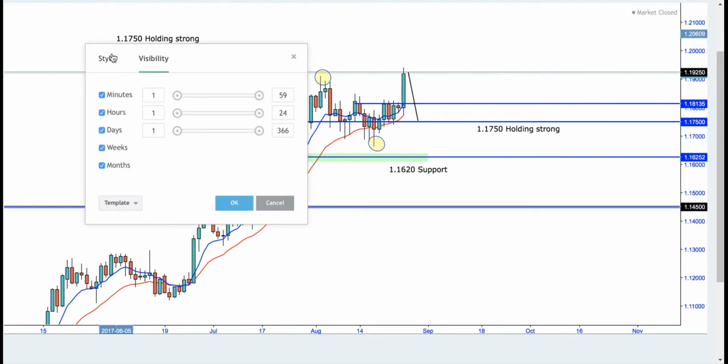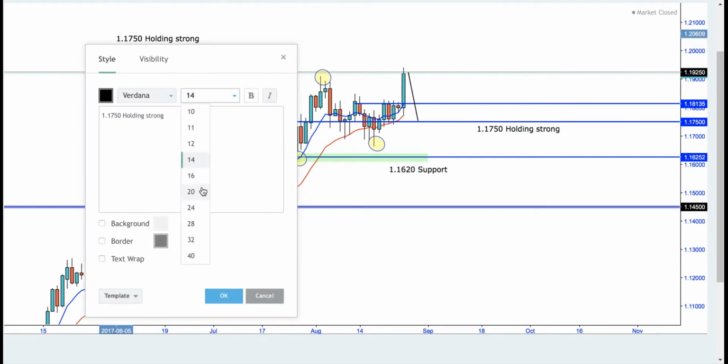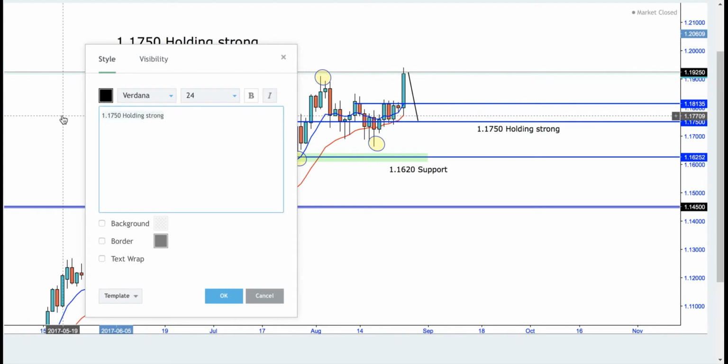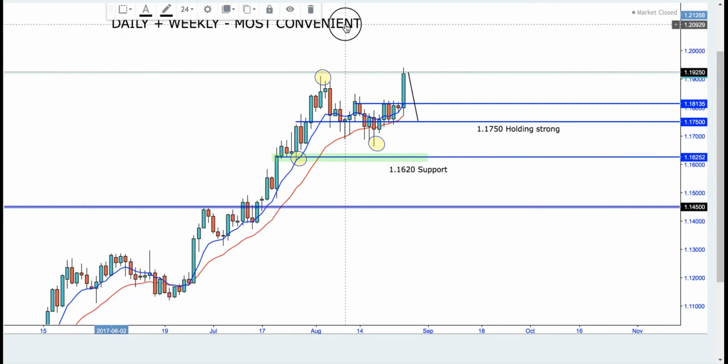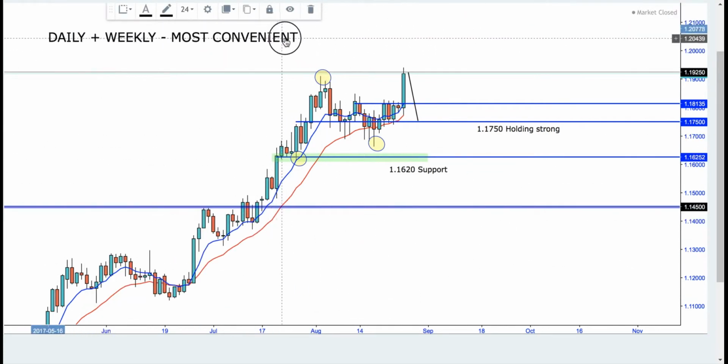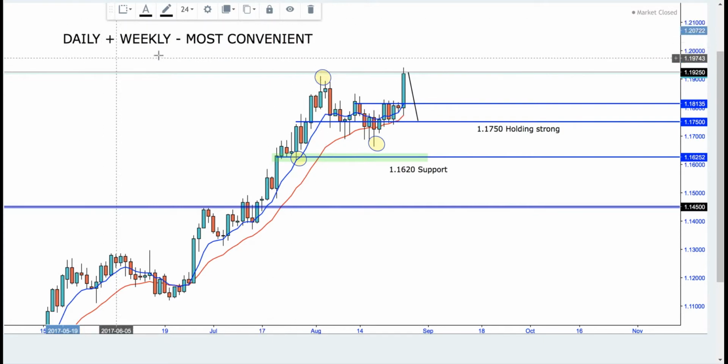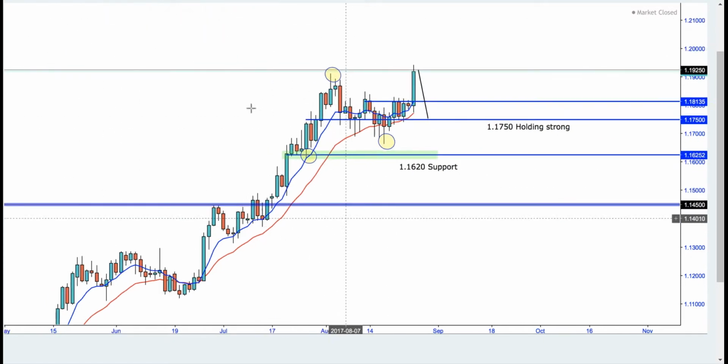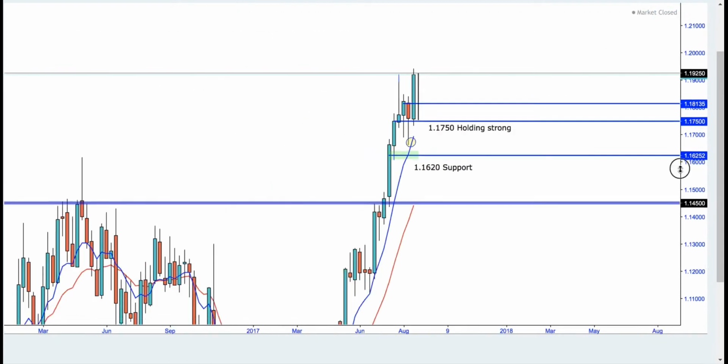Let me just pull this box up. Okay, so daily and the weekly are the most convenient. If we have a monthly there as well, happy days, that is great. But daily and the weekly, we want in the same direction, as we have on the euro.